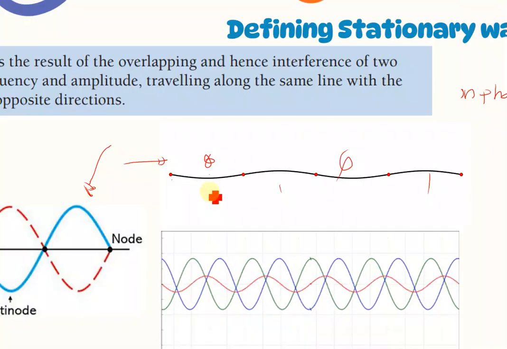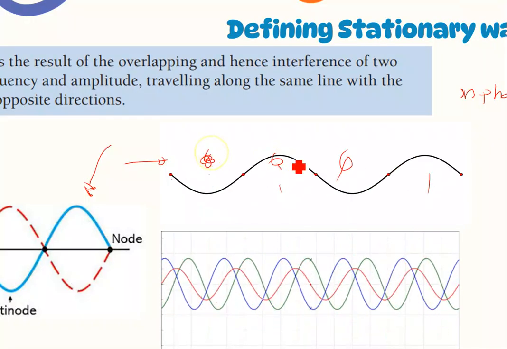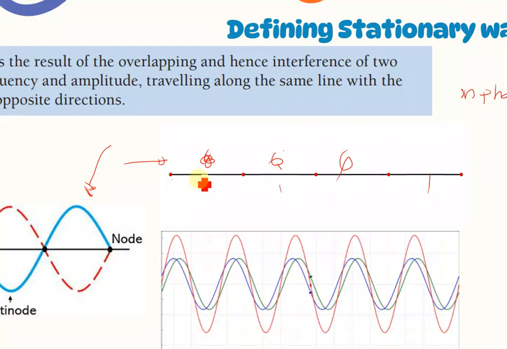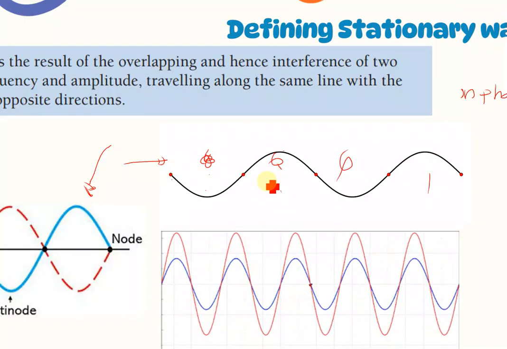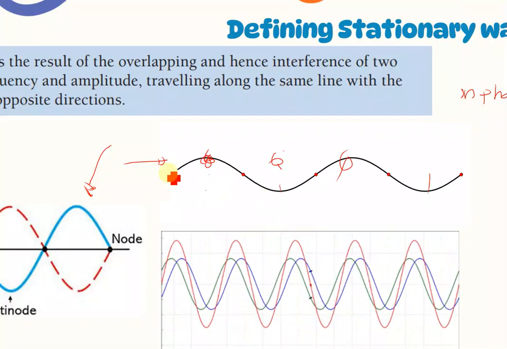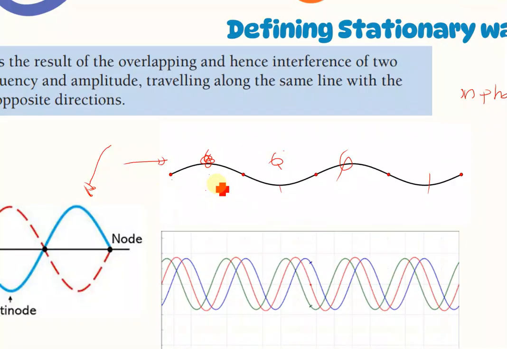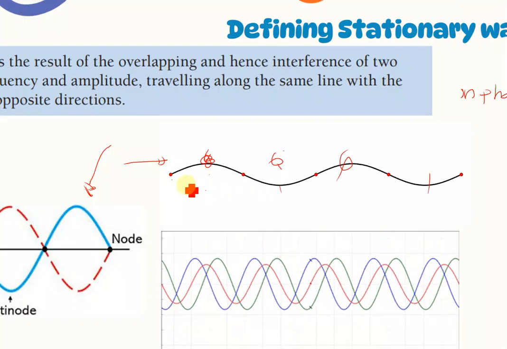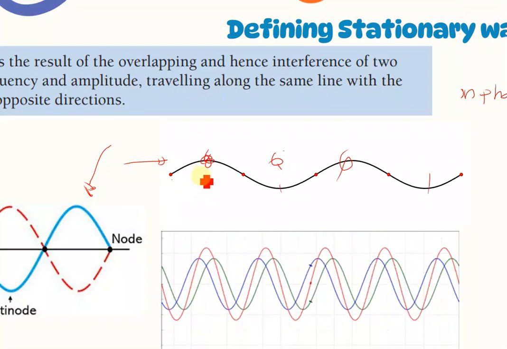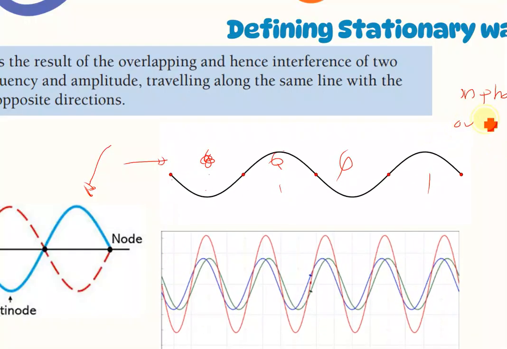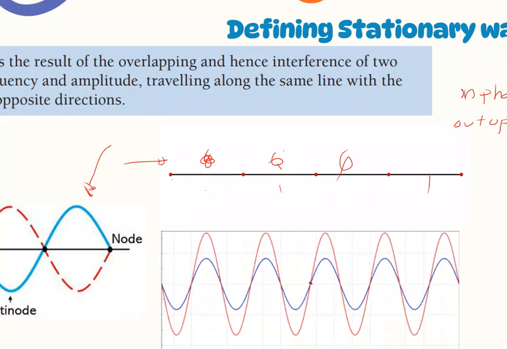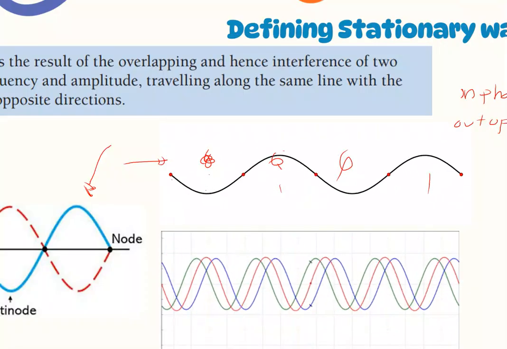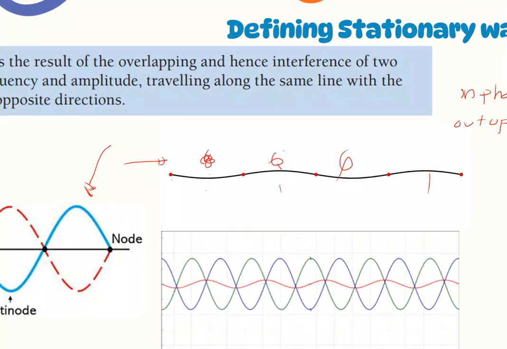Okay, next, the first loop and the second loop here. The first loop and the second loop are going in opposite directions, where the first loop is going up and the second loop is going down. All the particles at the first and second loops are going in opposite directions. So the phase difference between the first loop and the second loop is out of phase, and this out of phase refers to 180 degrees.